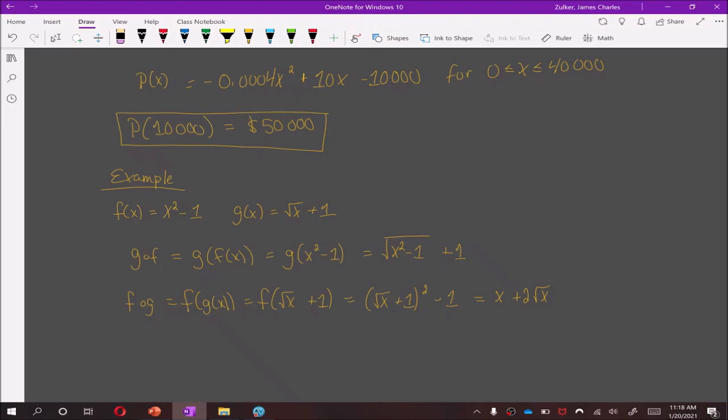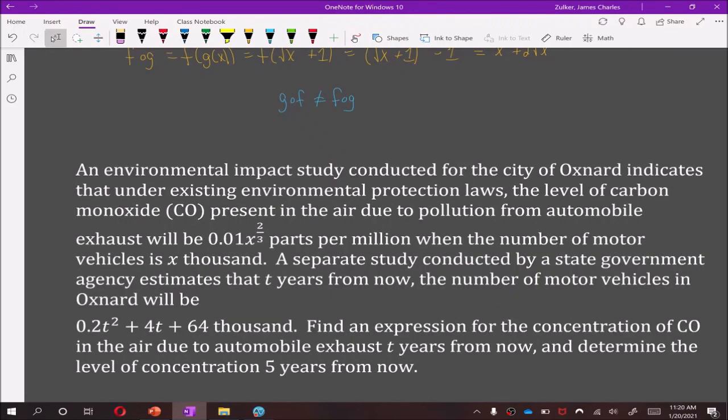Now notice that g of f does not equal f of g. So the order in which you take the composition of functions does matter. Take a look at our final example of the video.